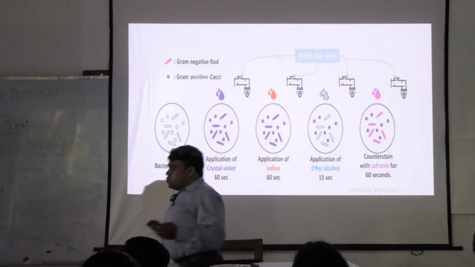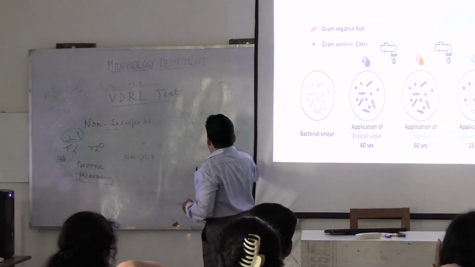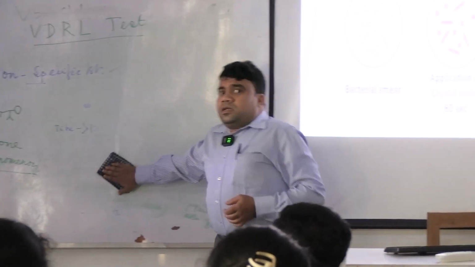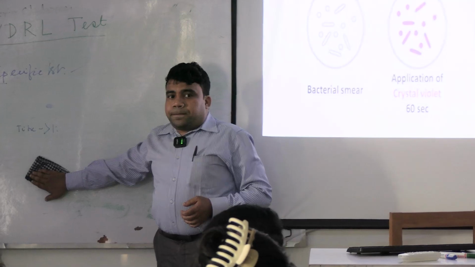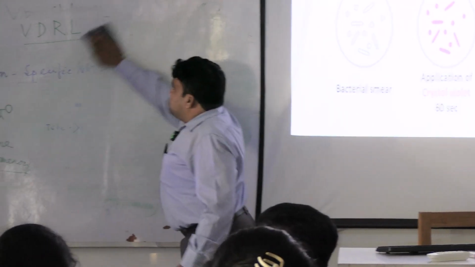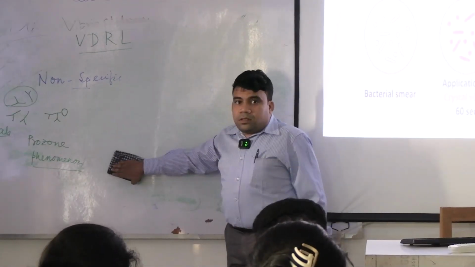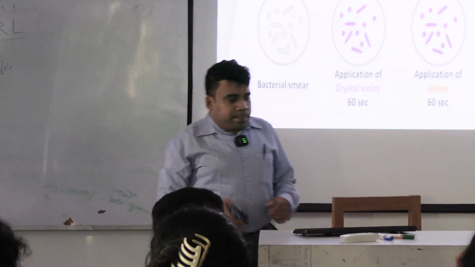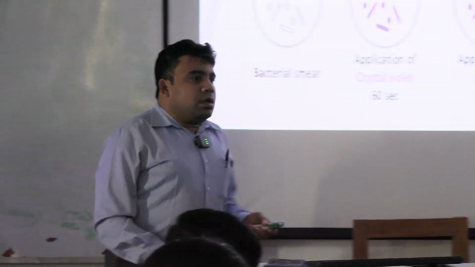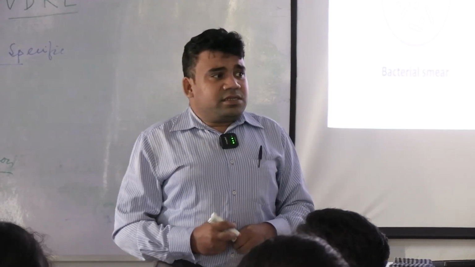Now here comes a very important question. What is the role of gram iodine over here? Any idea? Okay, we do understand that crystal violet is the primary stain over here. The decolorizer is the acetone or ethyl alcohol. What does iodine do? Any idea? Why are we adding iodine? Okay. Anything else?